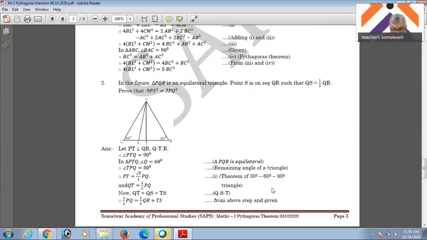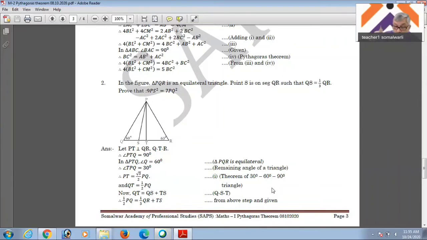What we will get is two things: PT is equal to root 3 by 2 PQ and QT is equal to 1 by 2 PQ. That is opposite to 60 and opposite to 30. Now keep this one in mind, and by calling it equation 1, we will go ahead. Now, QT can be written as QS plus TS. Now, QT is equal to what? We have just proved half of PQ. So we have put in place of QT half of PQ.